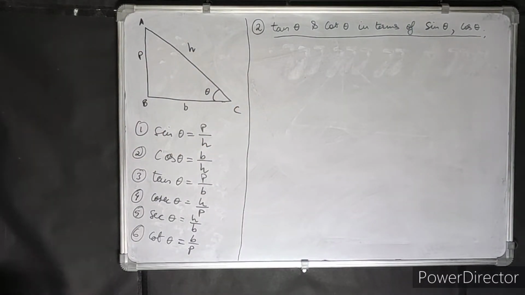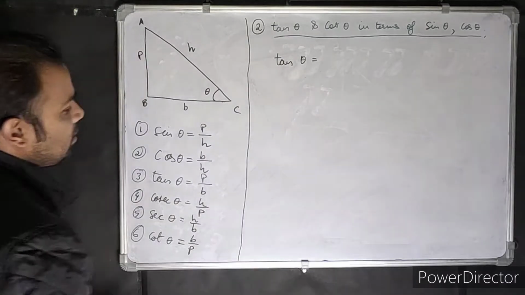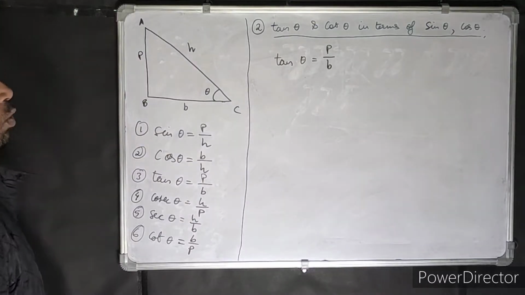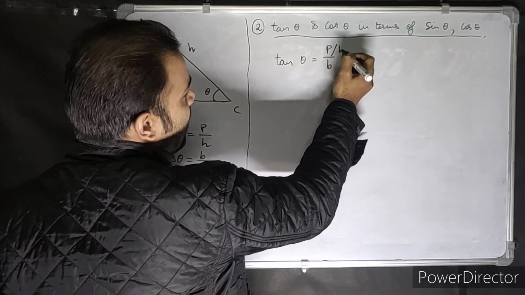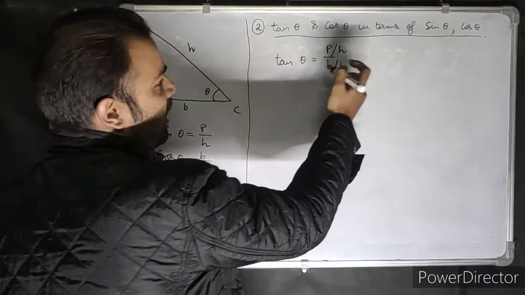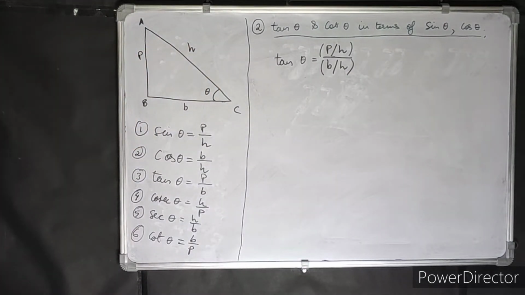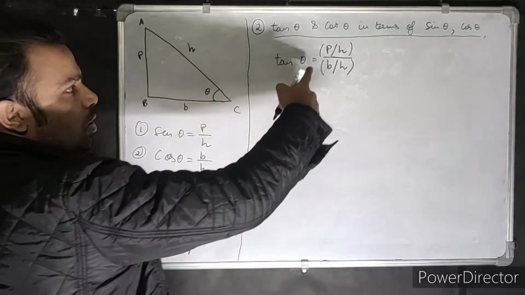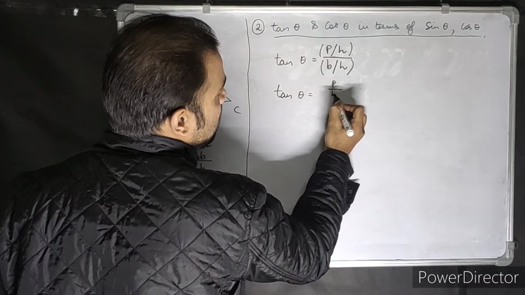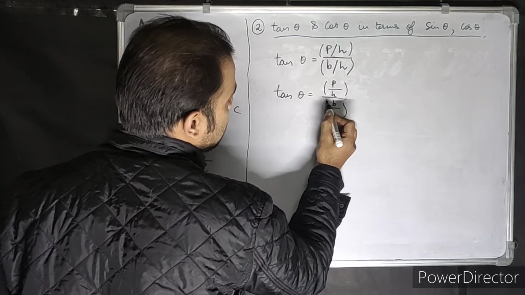Look at this very carefully. If I write tan theta, that means tan theta is P by B. So let's write P by B. If I divide the top one by H, I have to divide the down one also by H, so that I can cancel the H out. So it's looking like this. Those of you who want to do one more step, you can do P by H divided by B by H. It looks like this.